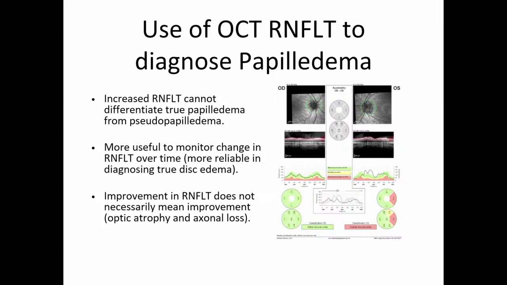This can help you determine whether the patient is improving, and it can guide your treatment. Remember, improvement in nerve fiber layer thickness doesn't necessarily imply improvement. It can also imply optic atrophy and loss of the nerve fiber layer.